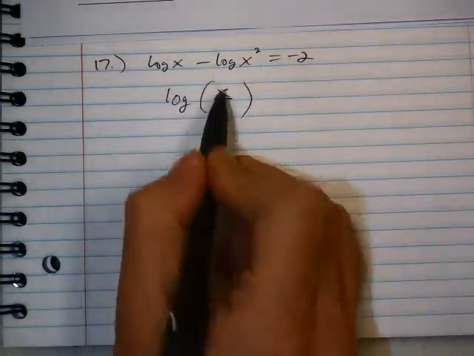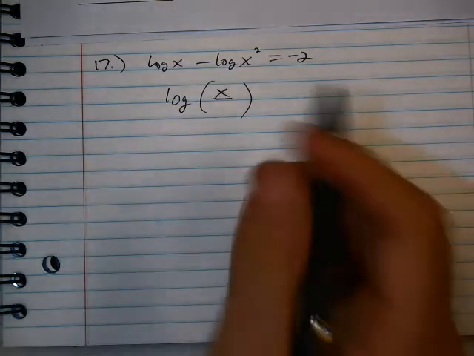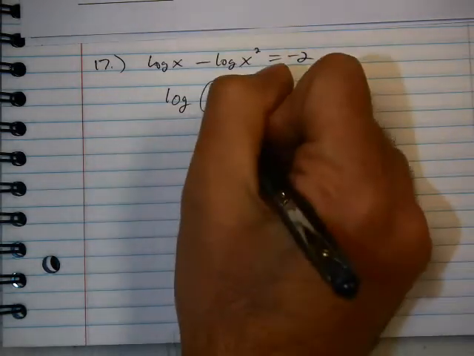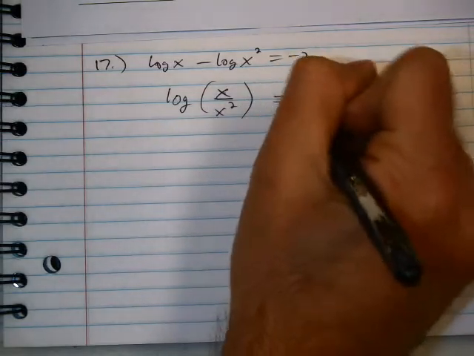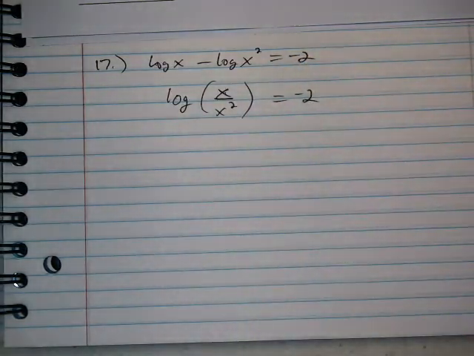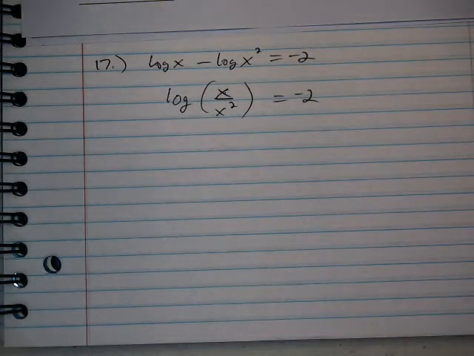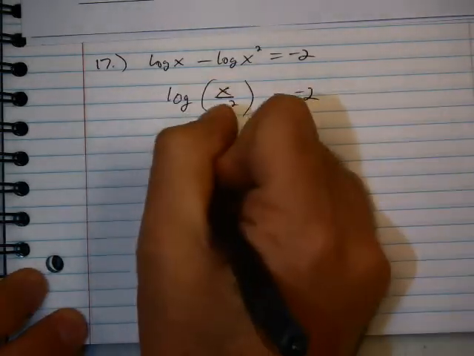The first one's on top of the fraction. The first one becomes your numerator. The second one becomes your denominator. Log of x over x squared equals -2. Now, before I worry about going any further, I'm going to try to simplify this to make life a little bit easier.